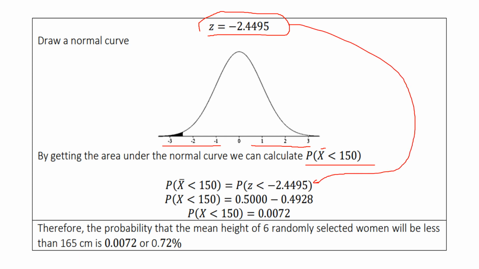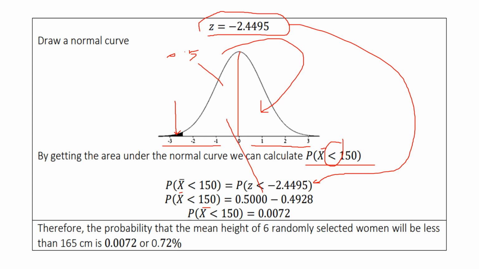So what will be the area that we can map to the z-scores less than negative 2.4495? Because we're looking for less than, we consider this shaded region as the value of your probability that will be mapped if your x bar is less than 150. Now, the first thing to do is to cut your normal curve into two equal parts. So that will be 0.5, 0.5. Same thing with this one. So that will be 0.5.